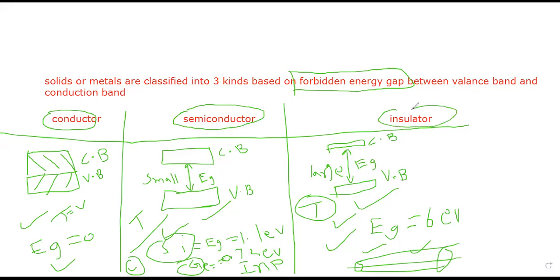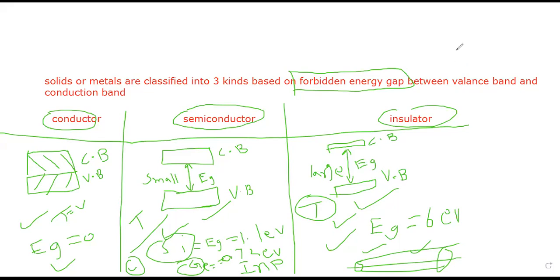Okay, students, today we discussed two new topics. One is the origin of energy bands in a solid. Another one is the comparison and differences between conductor, semiconductor and insulator. The remaining topics will be discussed in the next class.